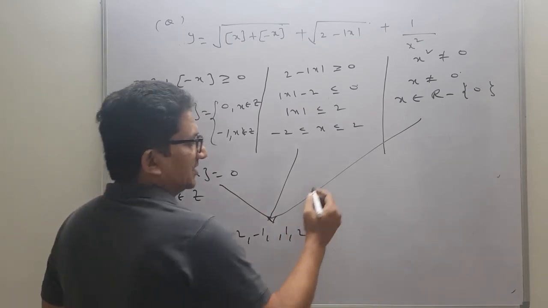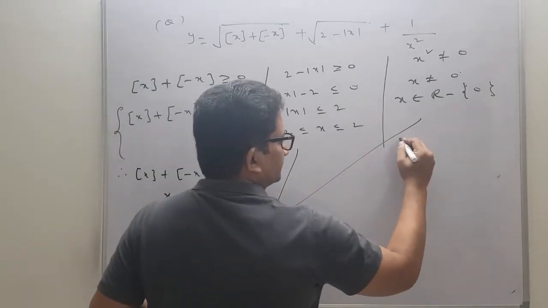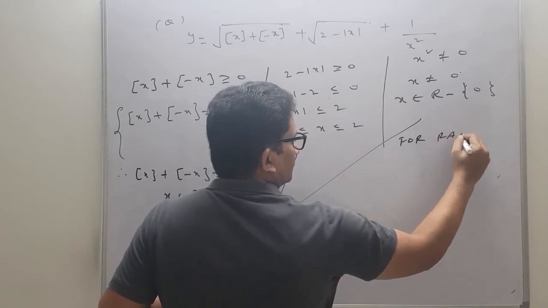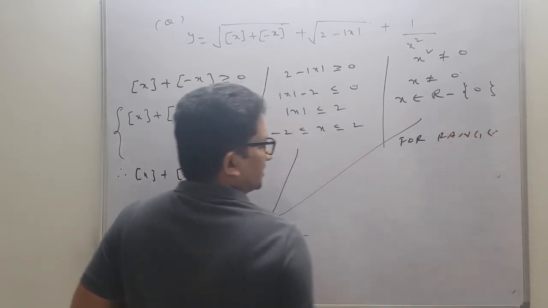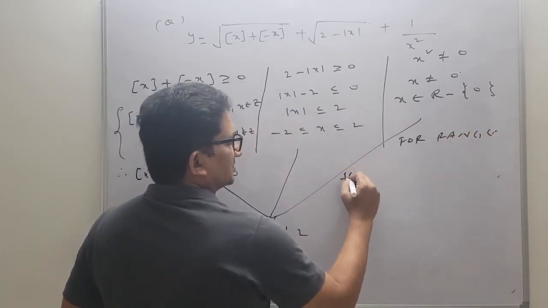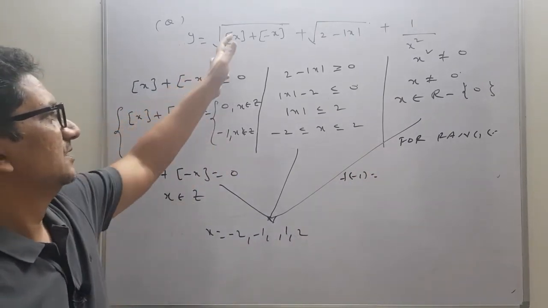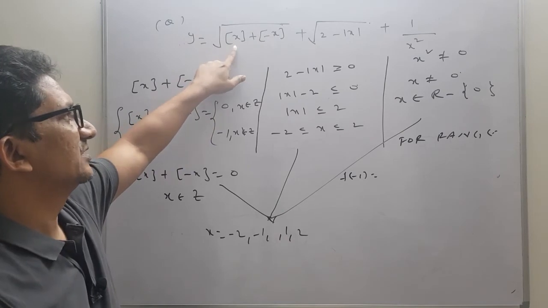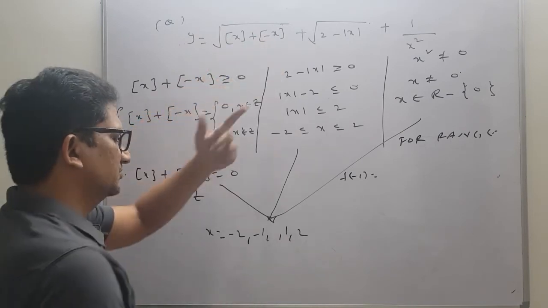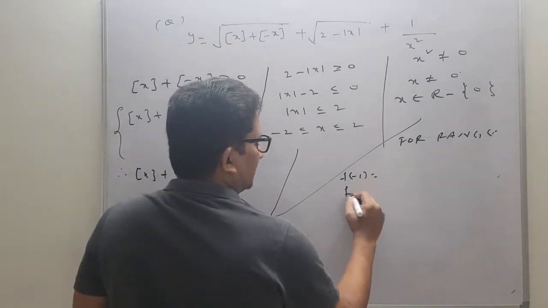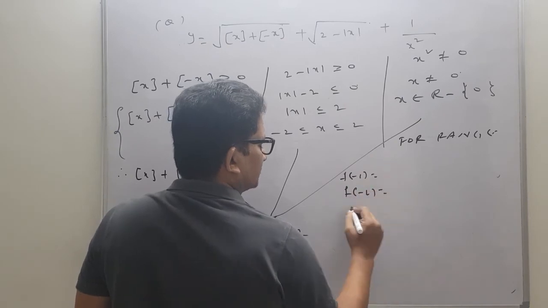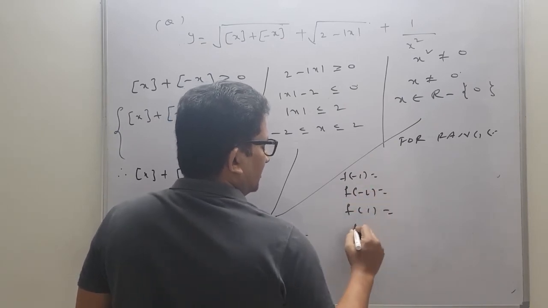Now we need to find the range. For range, we'll check all these values. That is, first we'll check f of minus 1. So f of minus 1 means we'll substitute here. So that is [-1] plus [1]. So you calculate that value. You calculate f of minus 1, f of minus 2, f of 1 and f of 2.